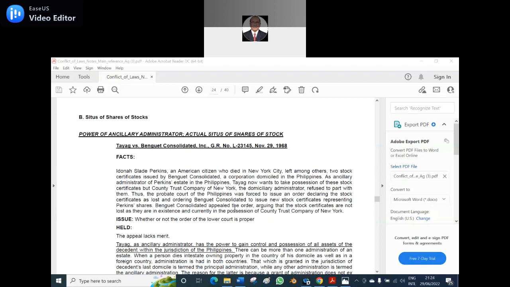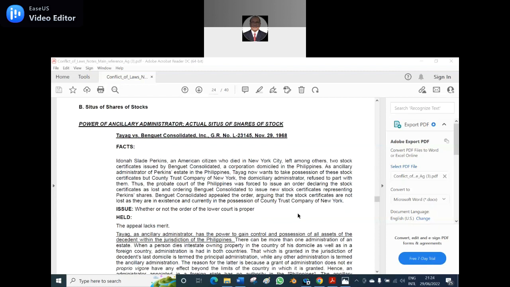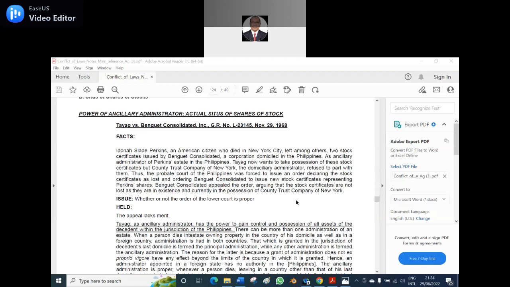Benguet Consolidated appealed the order, arguing that the stock certificates are not lost, as they are in existence and currently in the possession of the County Trust Company of New York. It is not lost; it is still present there. Now the issue is whether Philippine law would prevail to bring the stock from New York to the Philippines, or New York law would be applicable where the stock would be distributed. The issue is whether or not the order of the lower court is proper.